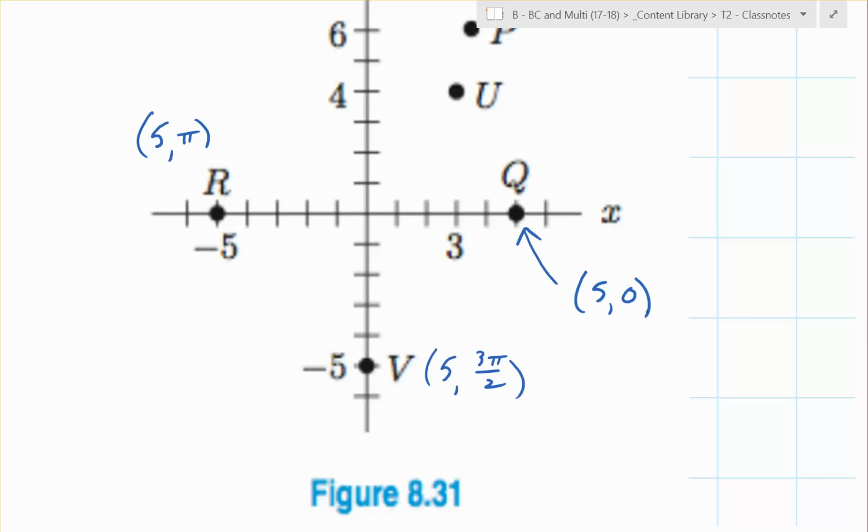So are there points where they have the same Cartesian and polar representation? Yeah, it is possible. So you could write this as 5 comma 2 pi. That is possible.